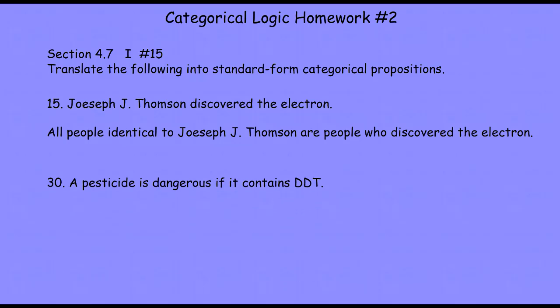Our next problem is number 30. A pesticide is dangerous if it contains DDT. So we should notice immediately that this is a conditional statement. Conditional statements are propositional statements. They relate the truth of an antecedent to the truth of a consequent. So to translate a conditional statement, we have to identify the antecedent. We want the antecedent to be described using a subject term.